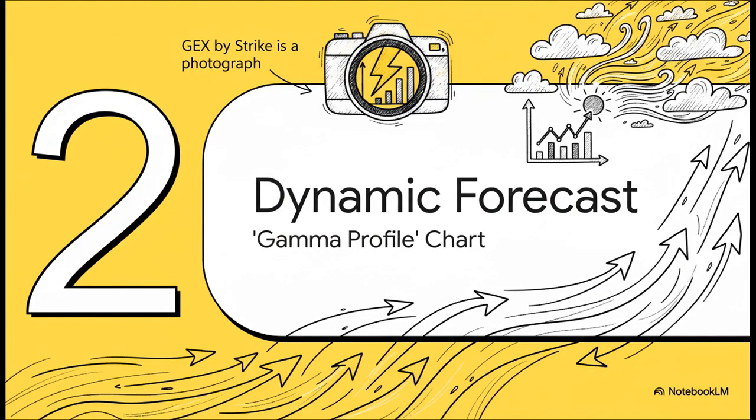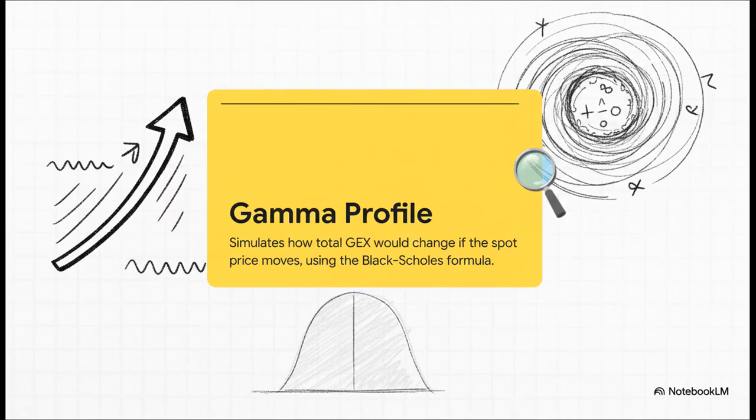Okay, on to clue number two. Now, if our first clue, the GEX by strike chart, was a photograph, then this next one, the Gamma Profile chart, is more like the weather forecast. It's not about what's happening now, it's a dynamic simulation of what could happen next. And this is where things get really cool. See, the Gamma Profile doesn't care about just the current price. Instead, it runs a whole simulation. It actually uses the Black-Scholes formula to figure out what the total gamma exposure would look like if the price moved up or down. It's a projection, looking forward into a bunch of possible futures.